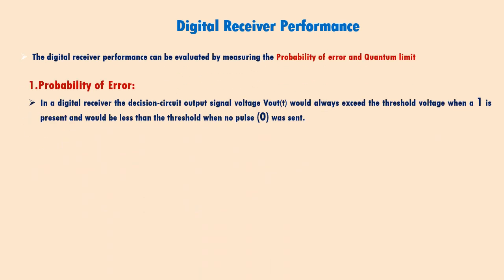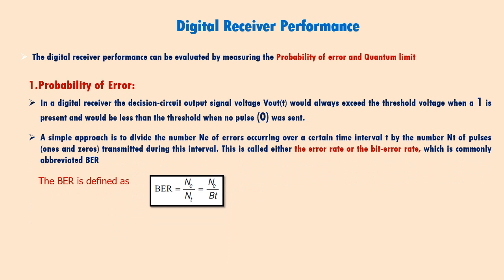So first comes digital receiver performance, which can be evaluated by measuring the probability of error and quantum limit. So what is probability of error? In a digital receiver, the decision circuit output signal voltage, we will consider it as V out of t. That would always exceed the threshold voltage when a 1 is present and would be less than the threshold when no pulse is given.